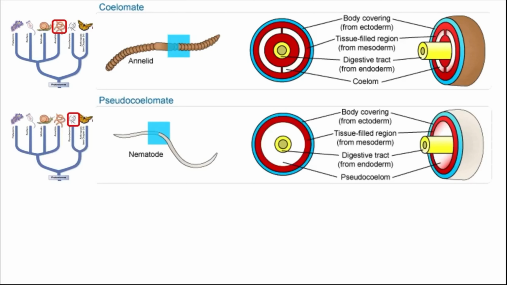Here's another body plan, illustrated by the nematodes. This is a pseudocoelomate. Again, we have a body covering a tissue called ectoderm. Within that, we have mesoderm. But now we have a digestive tract that is not surrounded by endoderm. Again, we have a space, but since this space is not surrounded by endoderm, we call it a pseudocoelom. We call these kinds of organisms pseudocoelomates.